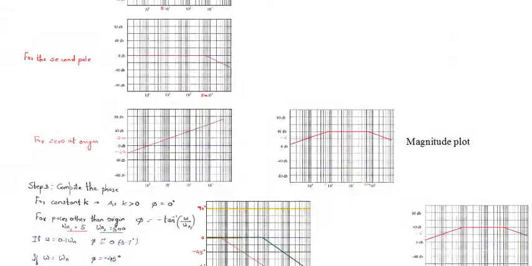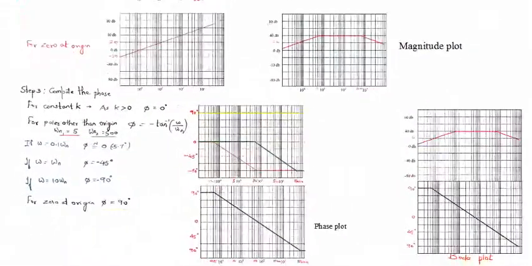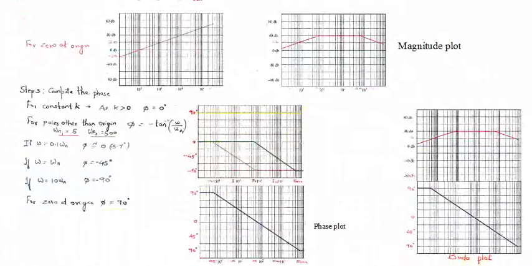So for constant k, the phase of the system is 0. For poles at the origin, the phase of the system is 90 degree. When we have poles other than at origin, the phase is governed by this equation. So if we take omega as 0.1 omega n, phase is almost 0 degree. If we take omega as omega n, phase is minus 45 degree. When omega takes a value 10 omega n, phase is minus 90 degree. Right? So we'll now plot this phase for omega n1 and omega n2.